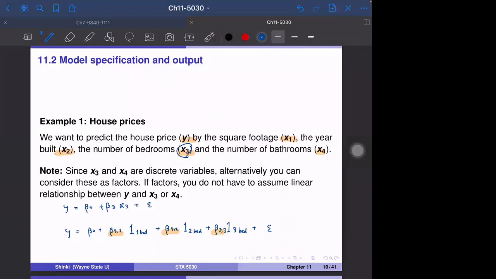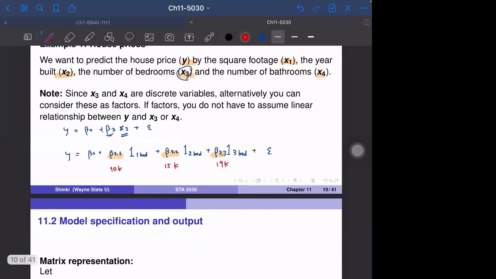In a linear model, with each additional bedroom, the y value gets beta 3 larger. But here we can set, for example, the first bedroom to be $10,000 higher, but the second bedroom only adds 5,000, so maybe 10 plus 5 is 15, and the third maybe brings it to 19 or something. We don't have to make this proportional to the number of bedrooms. Then the model becomes more flexible, but we have more terms, so it is a more complicated model.